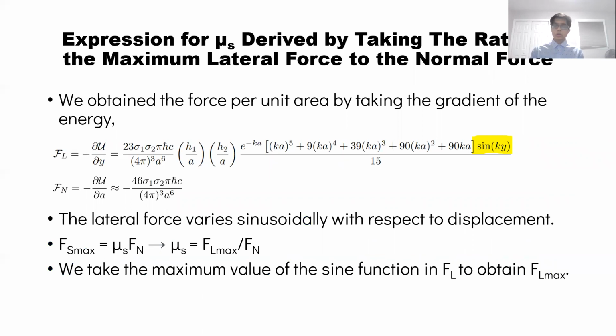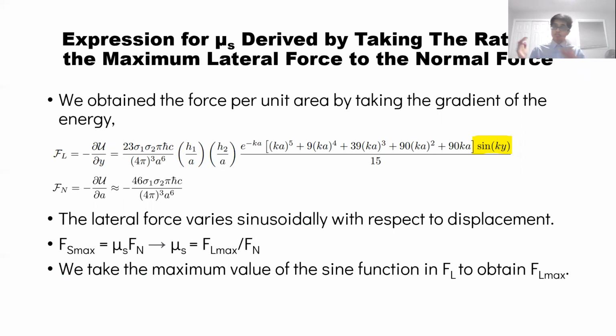Then we derived the equations for the lateral force and normal force per unit area by taking the gradient of the interaction energy. That is, the negative partial derivatives of the interaction energy per unit area with respect to y, the lateral displacement, for the lateral force, and a, the vertical displacement, for the normal force. Notice that the lateral force varies sinusoidally with respect to the lateral displacement y.